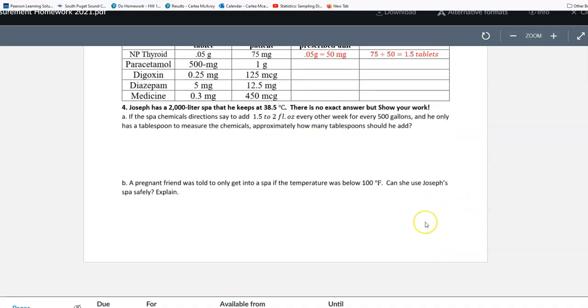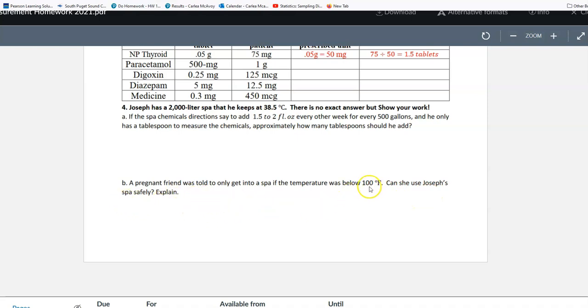Okay, and then the last one is kind of like, it's a little bit more of a thinker. Well, 4B is not. I'll talk about that first. So it says that the spa that this person has, he has a 2,000 liter spa, and he keeps it at 38.5 degrees Celsius. And a pregnant friend was told to only get into the spa if the temperature was below 100 degrees Fahrenheit. Can she use the spa safely, and explain?